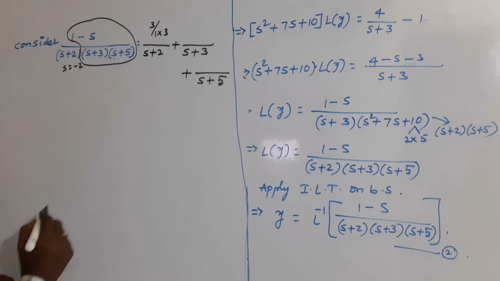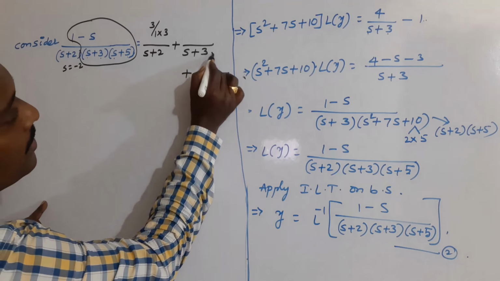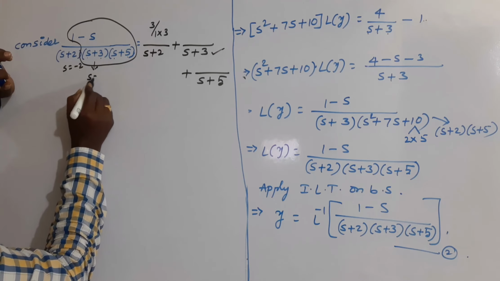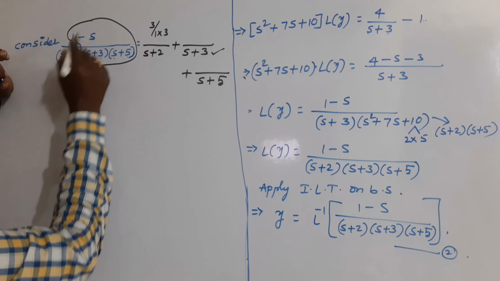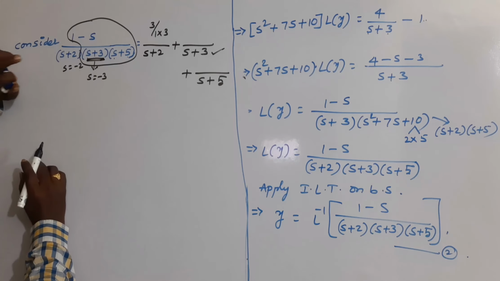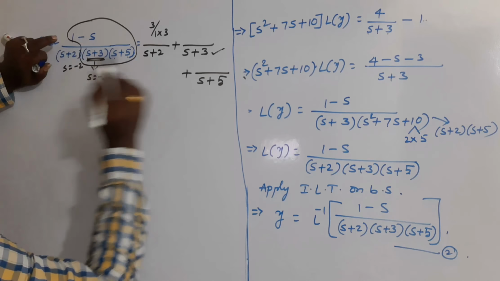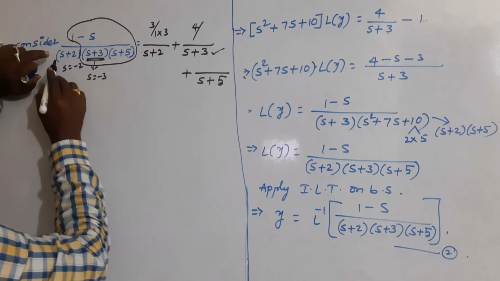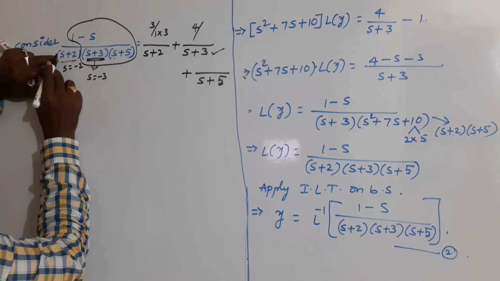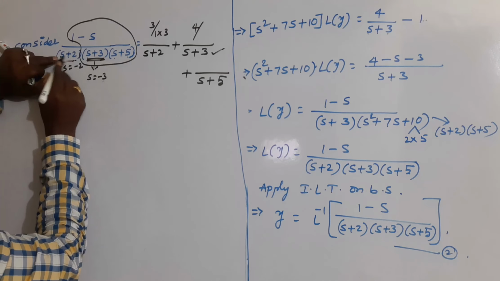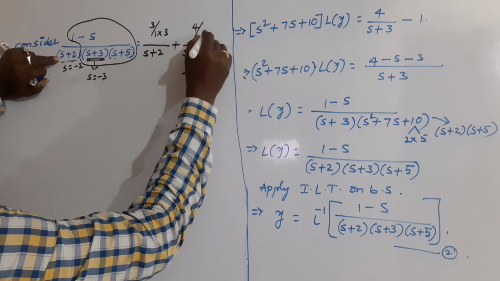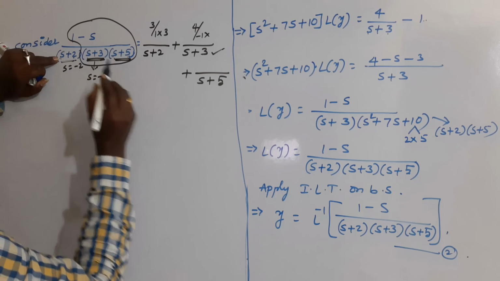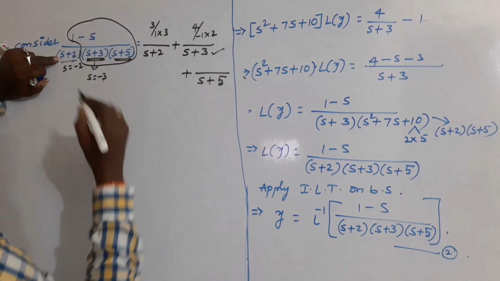Okay. See the numerator of S plus 3. For numerator of S plus 3, replace S is equal to minus 3 in the remaining all terms except S plus 3. So 1 minus of minus plus 1 plus 3, it would be 4. And in the denominator, first term is S plus 2, minus 3 plus 2, it would be minus 1 into, here see this term, minus 3 plus 5, it would be 2.